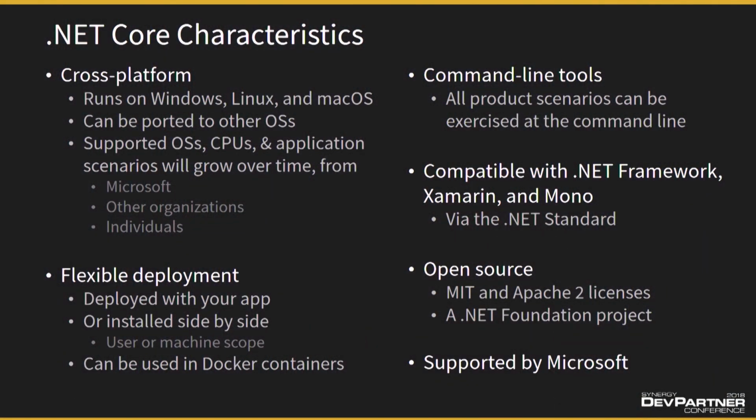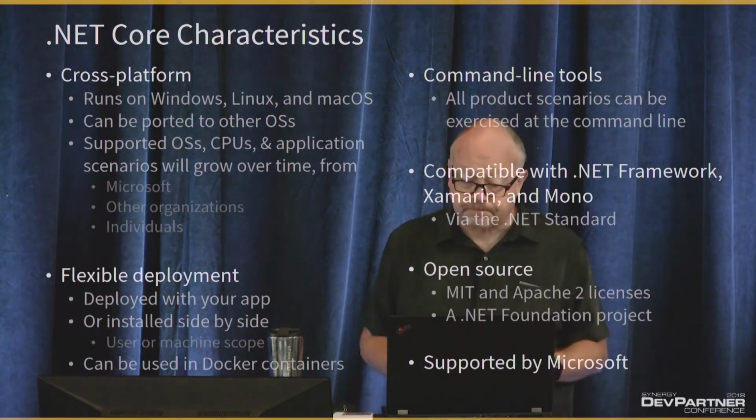The characteristics of .NET Core, then: it's cross-platform. I already mentioned it runs on Windows, Linux, and macOS right now. It is open source, so it's available to be ported to other platforms. Microsoft may port it to other platforms. Other organizations may port it, even individuals. I'm not suggesting I necessarily have the skills to start porting the framework around, but any of us could go out there, grab the source code for it, make whatever tweaks are needed, create a new runtime for some new platform, and go off and support that platform.